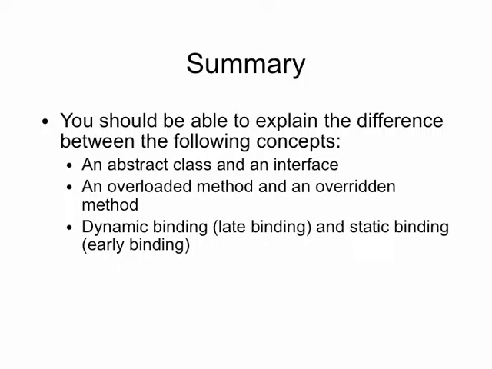So in summary, for Chapter 3, you should be able to explain the difference between the following concepts: an abstract class and an interface, an overloaded method and an overridden method, and dynamic binding, also called late binding, and static binding, which is early binding. All of these concepts relate to polymorphism, which I think is the crux of Chapter 3.